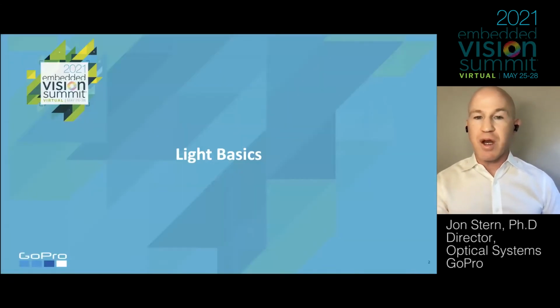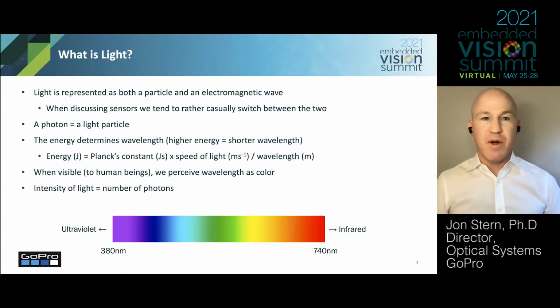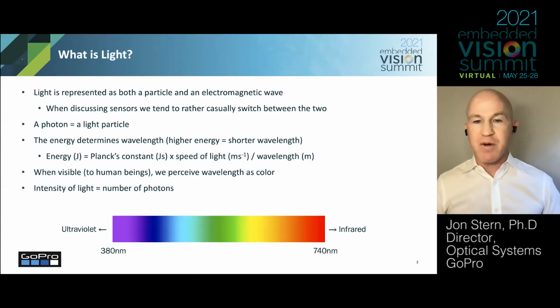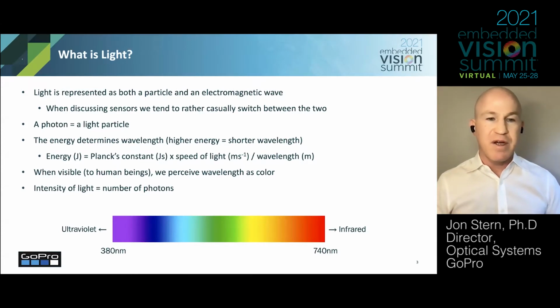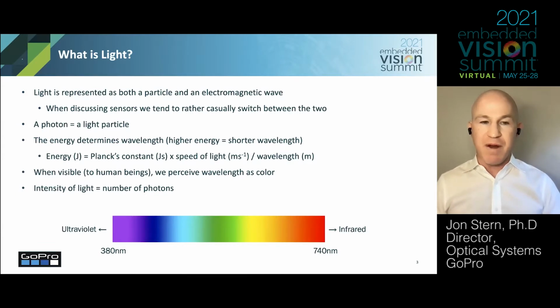Let's begin by talking about the nature of light. What is light? Well, light can be represented as both a particle and an electromagnetic wave. And when discussing image sensors, we tend to rather casually switch between the two. A photon is a light particle, and the energy determines the wavelength. So higher energy means shorter wavelength. The energy equals Planck's constant multiplied by the speed of light divided by the wavelength.